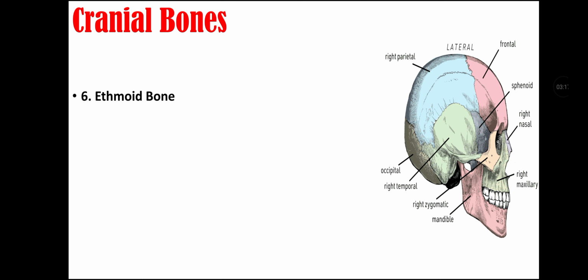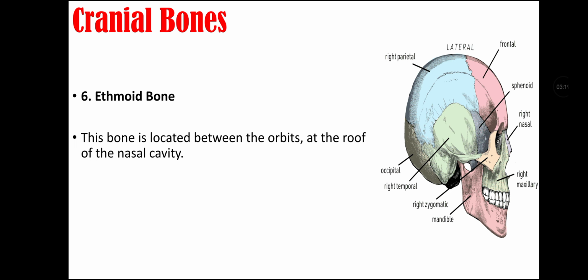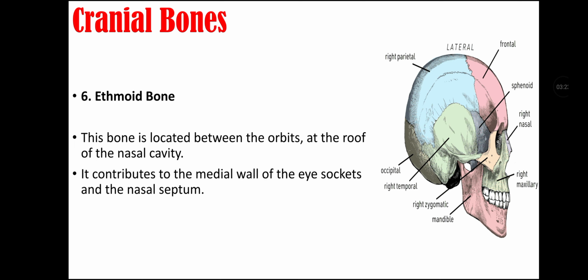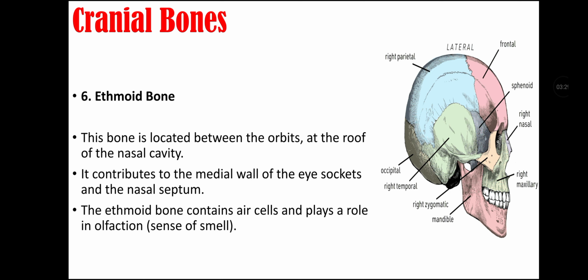Next cranial bone we have is the ethmoid bone. That is the bone that is located between the orbits at the roof of the nasal cavity. It contributes to the medial wall of the eye socket and nasal septum. The ethmoid bone contains air cells and plays a role in olfaction.